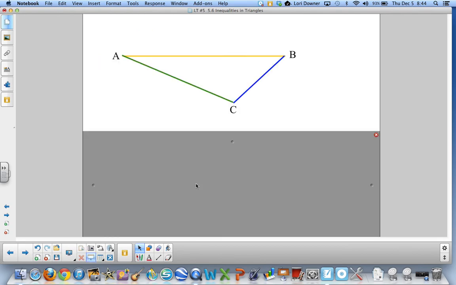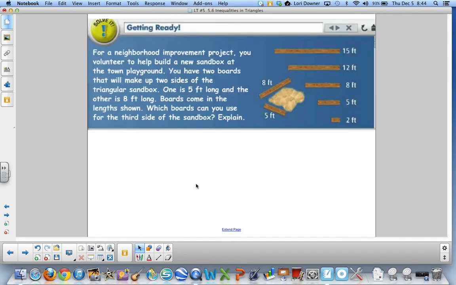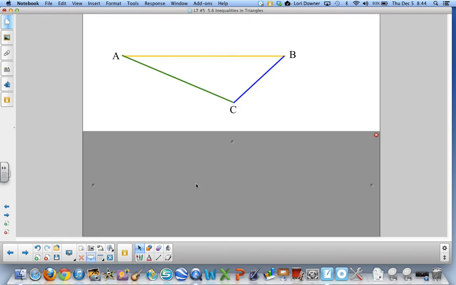Next thing I want you guys to notice. We're going to pause this, keep this triangle, the green, the blue, and the yellow on your desk. We're going to come back to it in a minute.